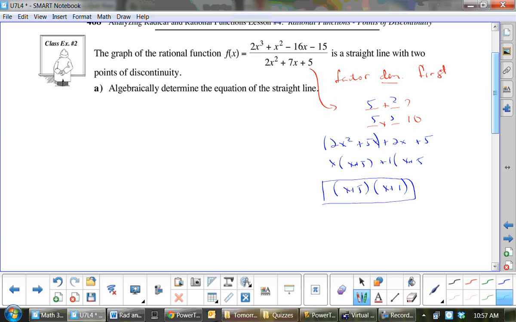Now, 2x plus 5. So that's the bottom. So now we need to do the top. Now again, let's use wisdom here. Even when I look at this question, I see this is a straight line with 2 points of discontinuity. That means how many things are going to cancel? 2 things are going to cancel.